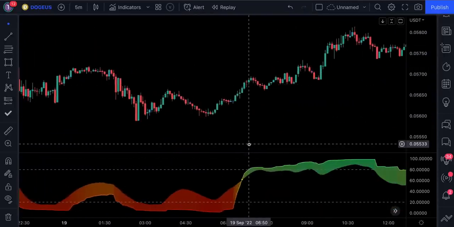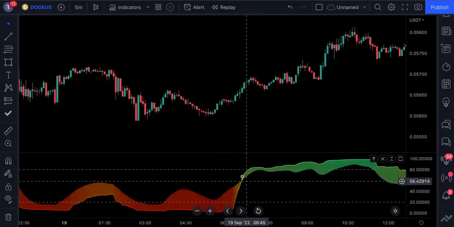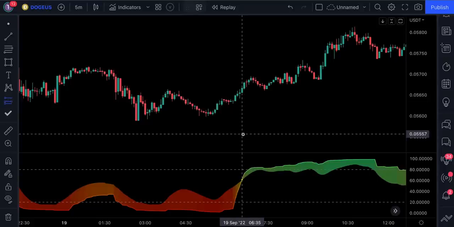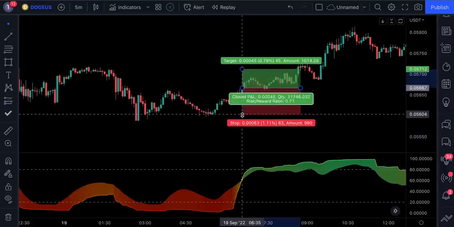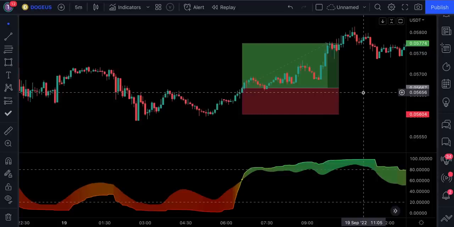For a long signal, the indicator must first get into oversold area and then get out and print a new circle. So now you have an idea on how this indicator works. Now let's go ahead and build our trading strategy.